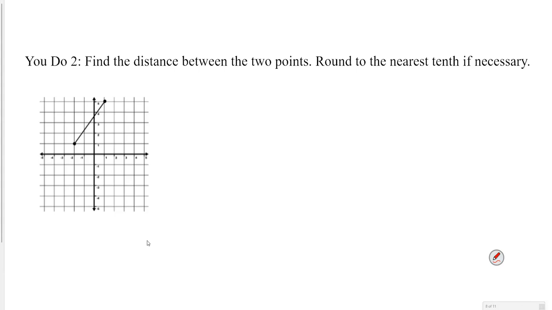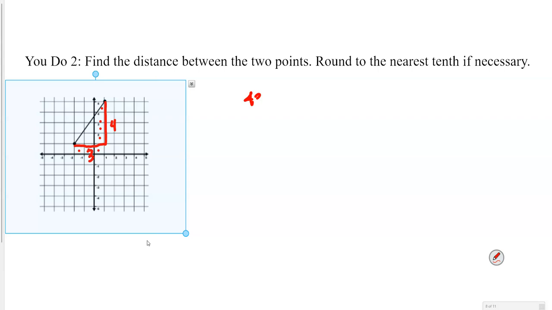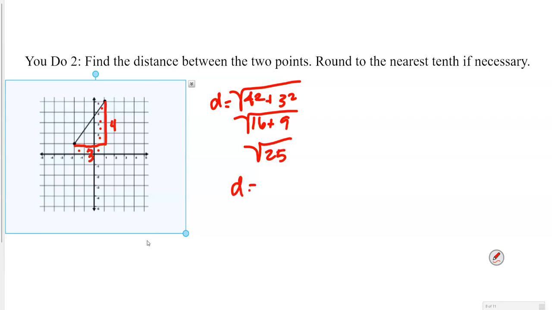All right, so the next one here, you guys need to go ahead and do this one and come back to me when you're done, okay? So here is my height, 1, 2, 3, 4. Here is my width, 1, 2, 3. So we're doing 4 squared plus 3 squared. Taking the square root of that, that's going to give us our distance, right? 16 plus 9. That's the square root of 25. Hopefully all of y'all know that our distance here is going to be 5, right? Got it?